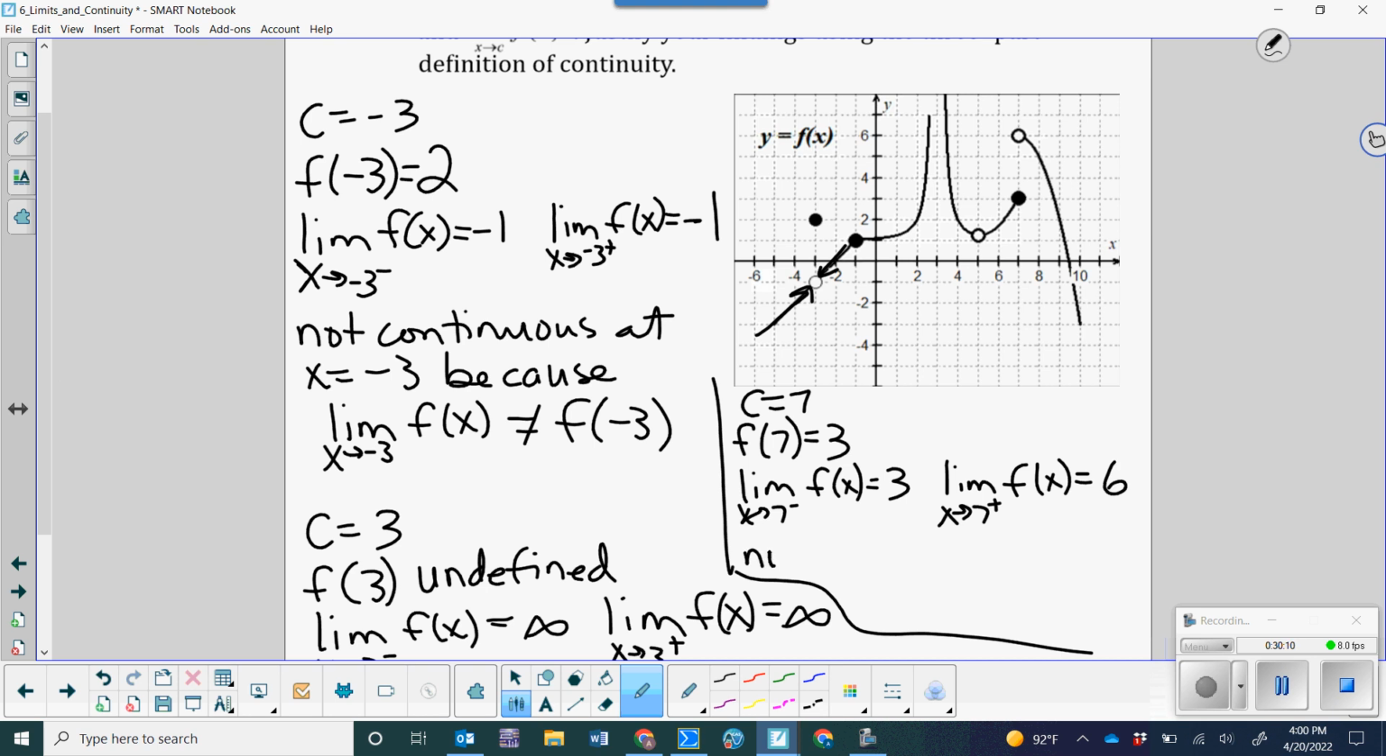So this is not continuous at x equals 7, and really the reason here is because the limit as x approaches 7 of f of x does not exist. And again, don't put equals, just say does not exist. That's another reason, because the limit has to equal the function value, but the limit doesn't even exist.